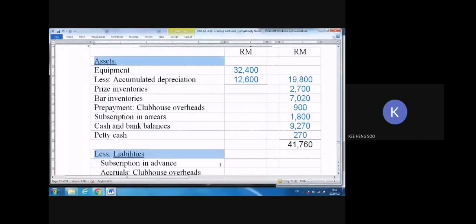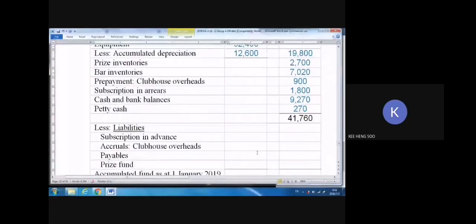Do you see that? Some students may want to have 3 columns. It's up to you. Okay. So this one, no debit, no credit. So subscription in advance, in the beginning is 1,215. And accrual 2,142. And payable 9,850.